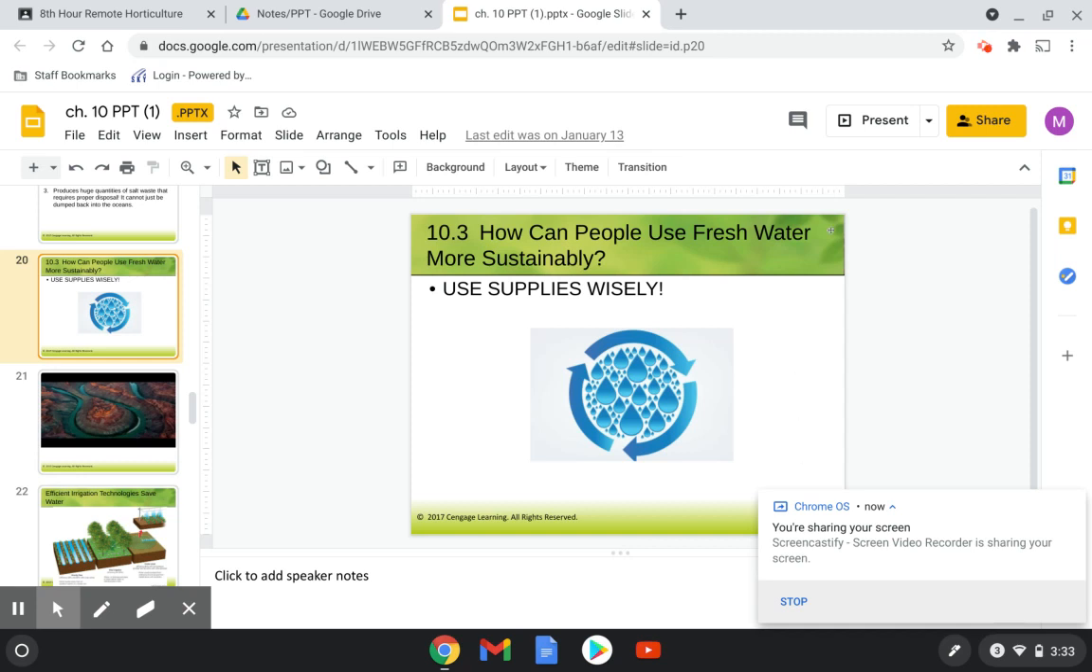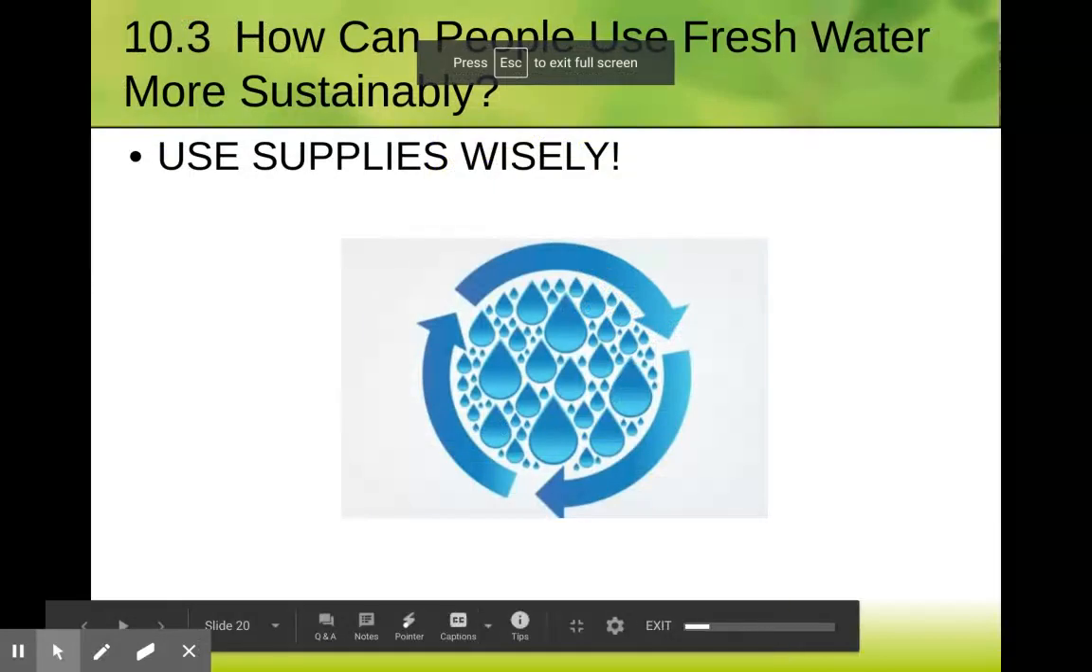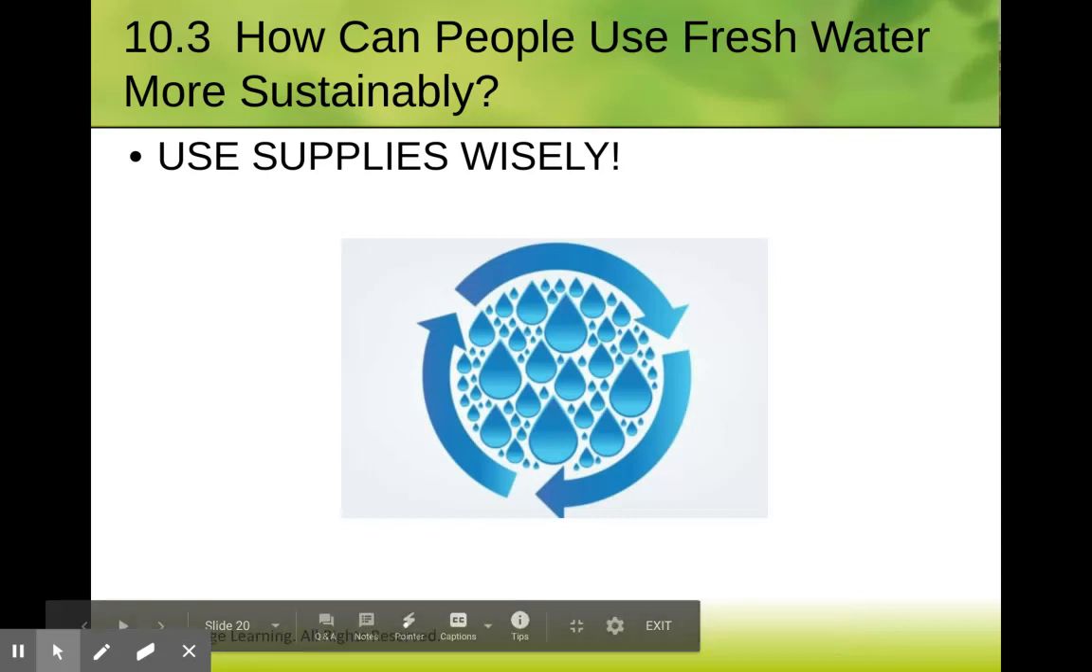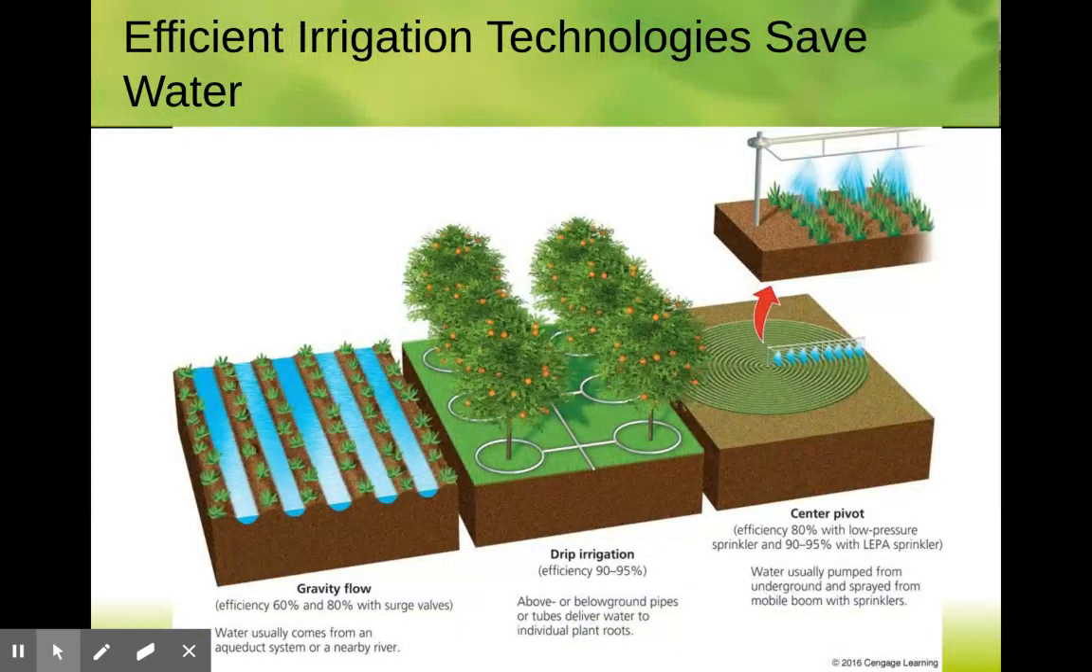All right. So today we're going to be talking about 10.3 and 10.4. So again, how people can use fresh water to be more sustainable, and then how people can reduce water pollution. Okay. So again, 10.3 is going to be shorter than 10.4 just because we talk about sustainability a lot already going into this lesson. But again, there are different ways that we can be efficient with not using as much water.